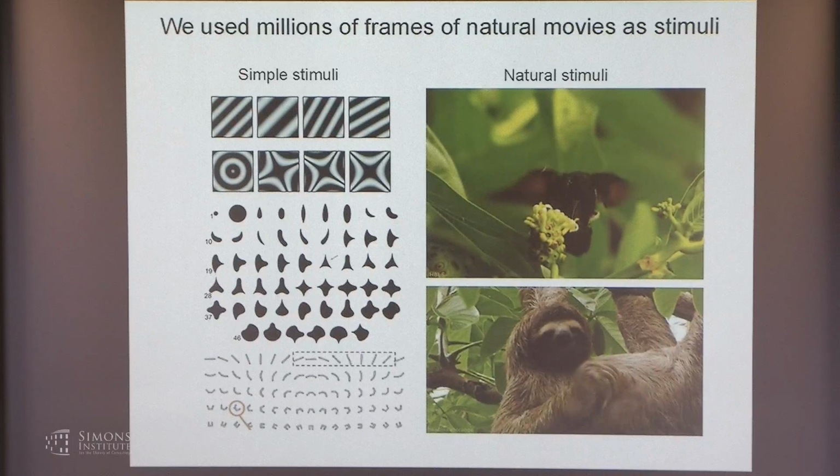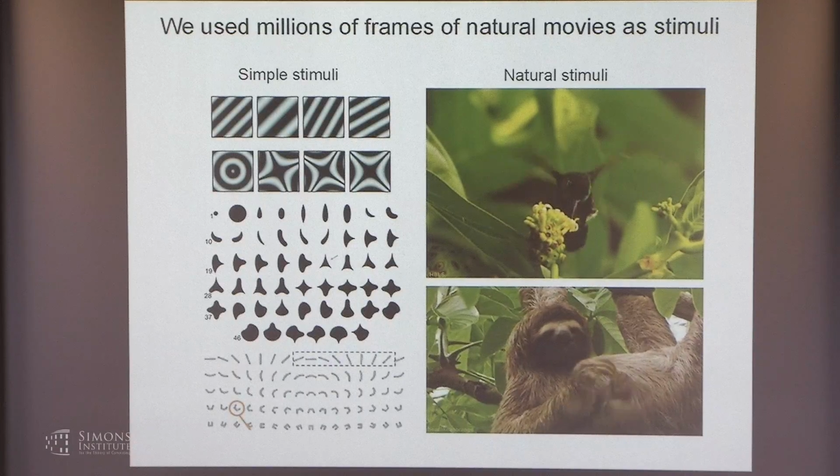So we had to make a choice at the beginning of this experiment. Do we want to use classic simple stimuli like my non-Cartesian gratings or Ed Connor's little shapelets? Or do we want to use natural stimuli? And of course, in my lab, we always use natural stimuli, because I would rather search through the stimulus space that I know is relevant than be successful in a stimulus space that may not be relevant. So we used natural movies for this experiment.